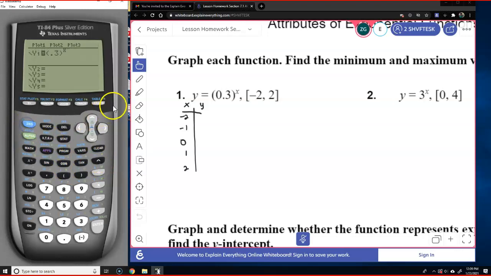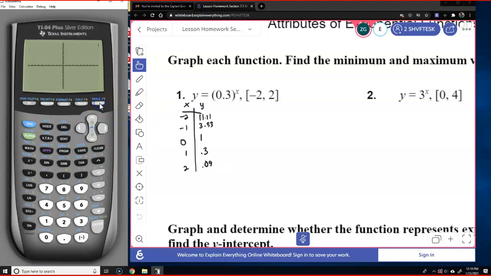Go to your table, and you want to start at -2. So we know that at -2 it's going to be 11.11, and at -1 it's 3.33. At 0, it's going to be 1. When x is 1, it's 0.3, and when x is 2, it's 0.09.